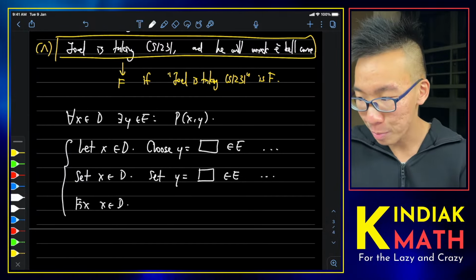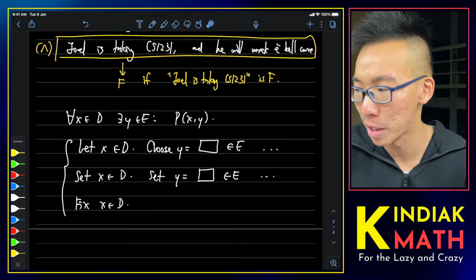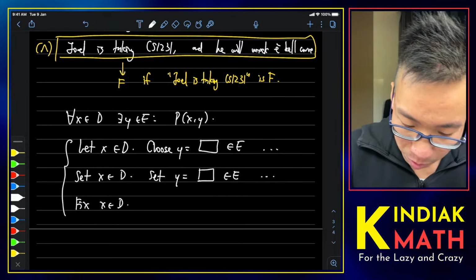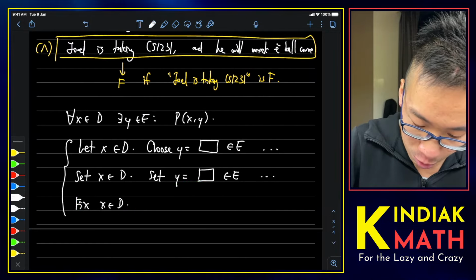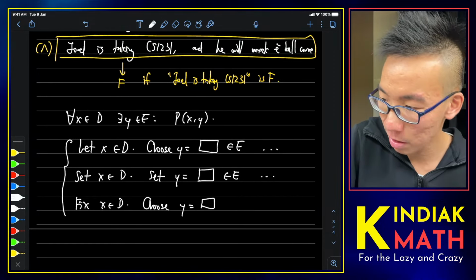It's not always the same; these two sets here sort of have a different meaning. So it depends on context. My favorite option is to just fix and then choose, so choose y equals to something belonging to E.